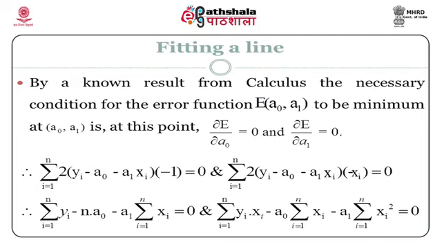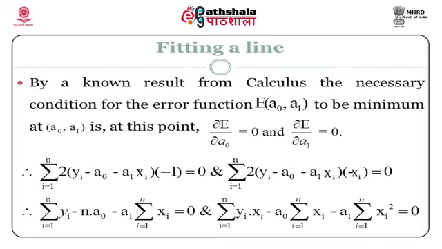That will give me two conditions on a0 and a1. If you simplify this, we can get the conditions like this. Sigma i equal to 1 to n yi minus, since we are adding this n times, we will get n into a0, minus a1 into sigma i equal to 1 to n xi equal to 0. This is what we will be getting. And the second equation I will be getting is sigma i equal to 1 to n yi xi minus a0 into sigma i equal to 1 to n xi minus a1 into sigma i equal to 1 to n xi square equal to 0. So these two equations I am getting.